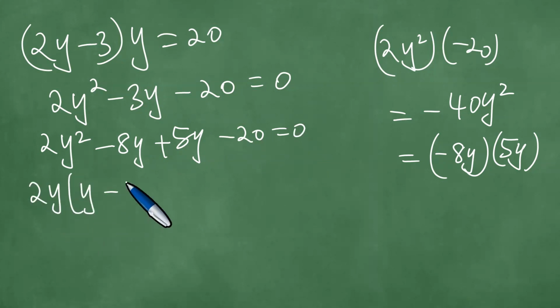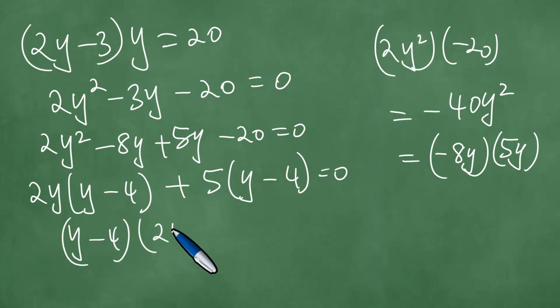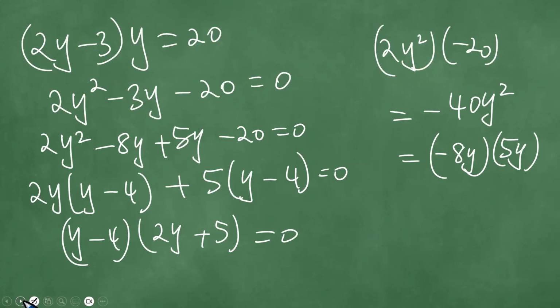Factorising: 2y is common in the first pair, giving 2y(y minus 4), and pulling out 5 gives 5(y minus 4). y minus 4 is a common factor, and you have 2y plus 5. Which means, therefore, y equals 4 or y equals minus 5 over 2.